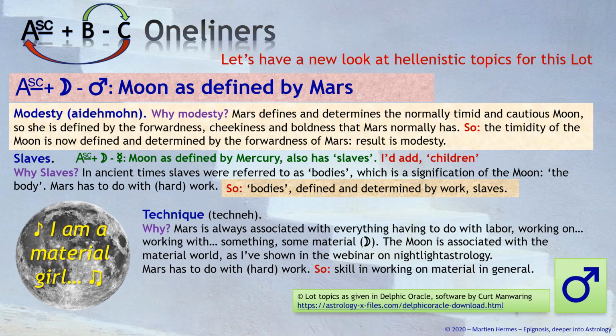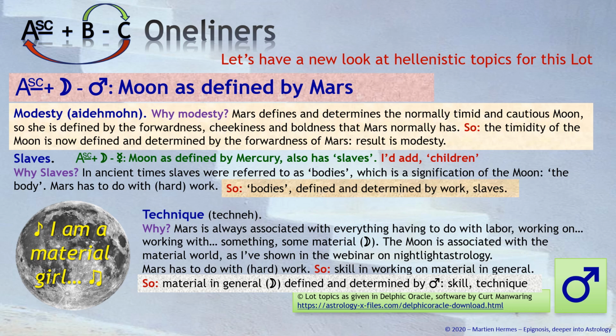And the last one that I showed you was this one. Mars is always associated with everything having to do with labor, working on and working with. That's the moon, material girl. The moon is associated with the material world, as I've shown in the webinar, and Mars has to do with hard work, so skill in working on material in general. But this could also be reversed. So material in general as defined and determined by Mars, which is skill and technique. So I think these are pretty convincing examples as well.